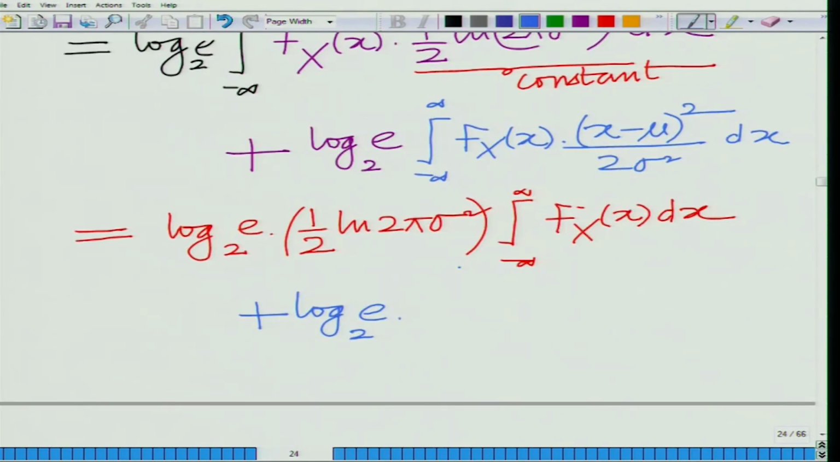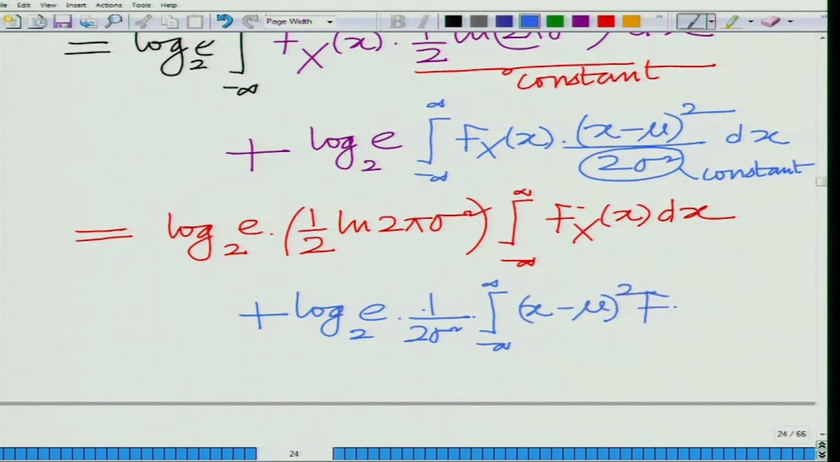Now, in this 1 over 2 sigma square is also a constant in the second integral. So, I can write this as 1 over 2 sigma square times the integral from minus infinity to infinity of x minus mu square f of x dx. And you will observe two interesting things. First, this is equal to 1, because the area under f of x dx from minus infinity to infinity is nothing but the area under the probability density function, which equals 1.